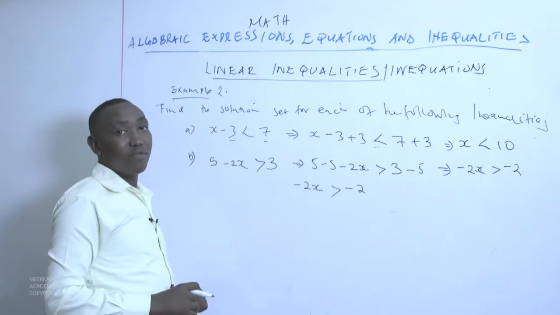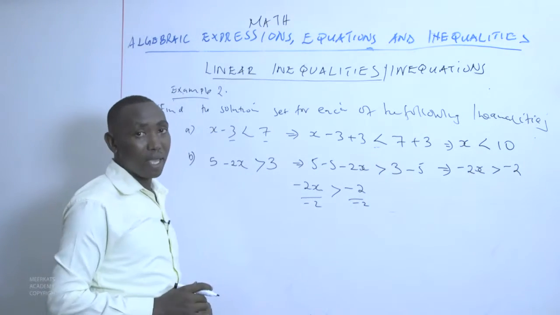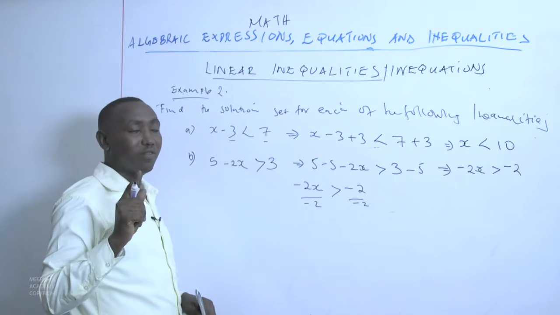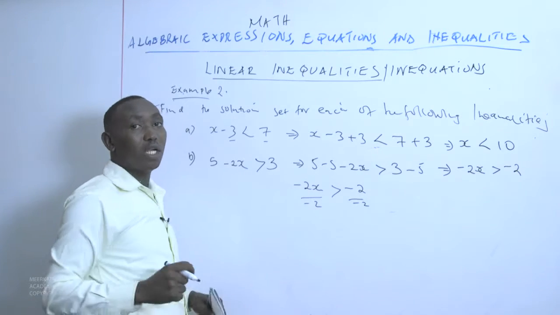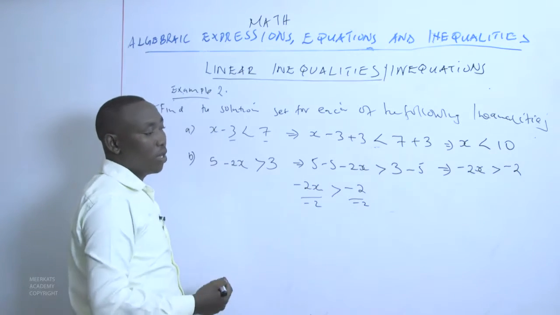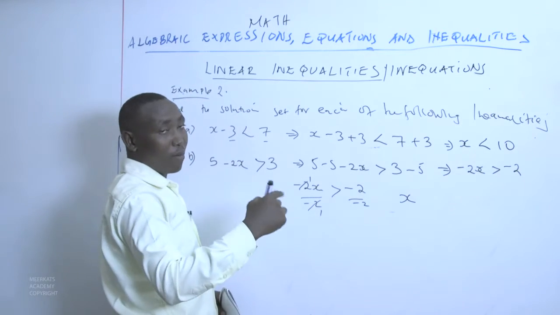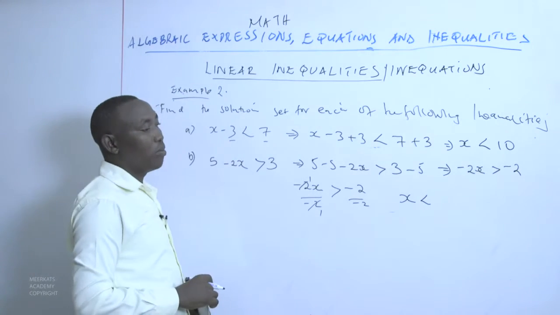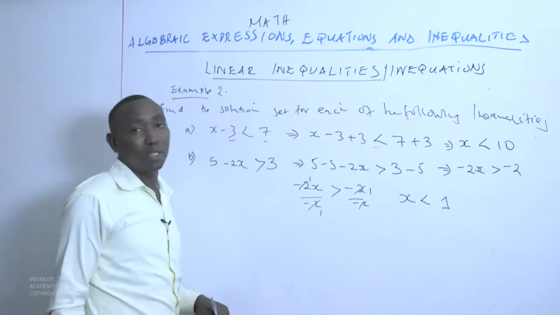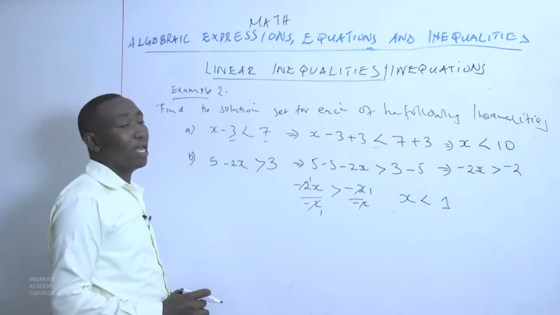Now you see here we have to get the value of x. That means we must divide both sides by negative 2. There's something we said: whenever you multiply or divide by a negative number, the inequality symbol should change. And in this case, because we are dividing by a negative number, the inequality symbol should change. So this one will leave us with x. Negative 2 divided by negative 2, you will get positive 1. The inequality symbol has changed to mean less than.